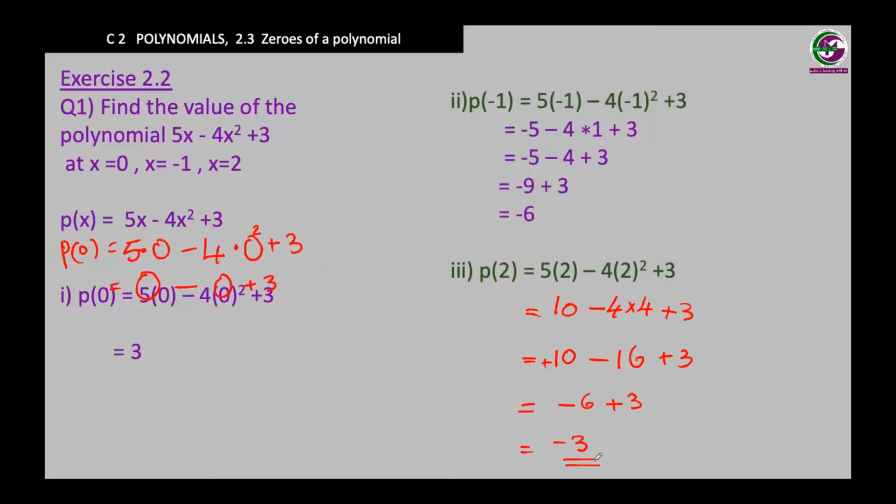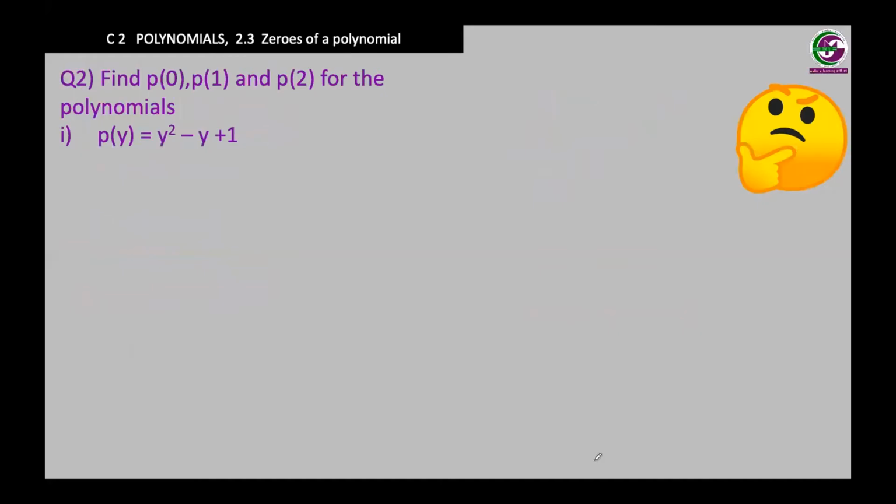Is that clear? Let's move on to question 2. Again, find P(0), P(1), P(2) for the polynomial P(y) = y² − y + 1. So first let's take one by one. P(0) means we replace y with 0. P(0) = 0² − 0 + 1, which is 0 − 0 + 1, which is equal to 1. That is the first case.